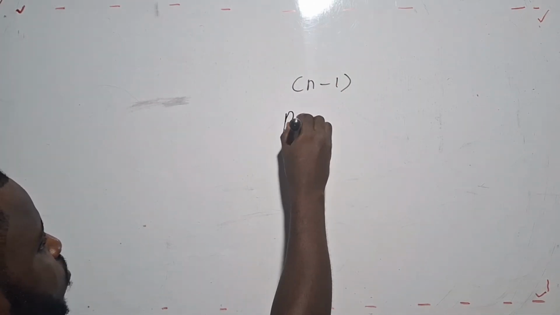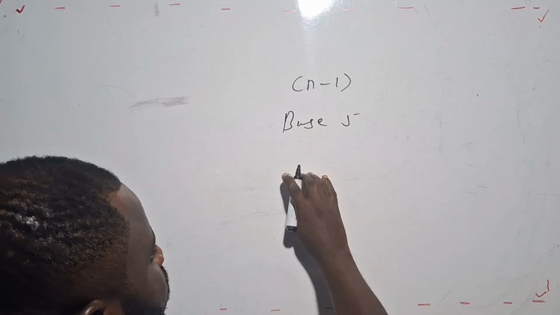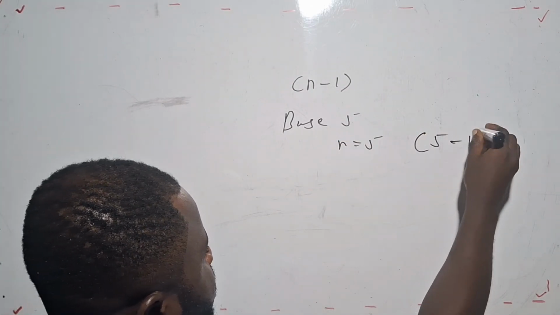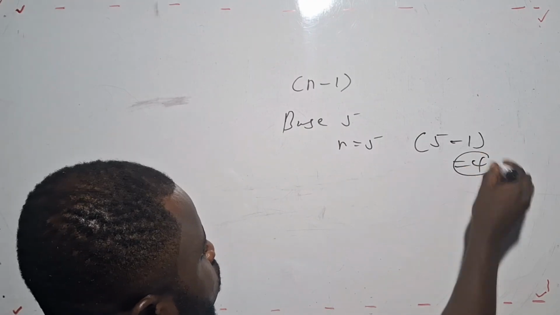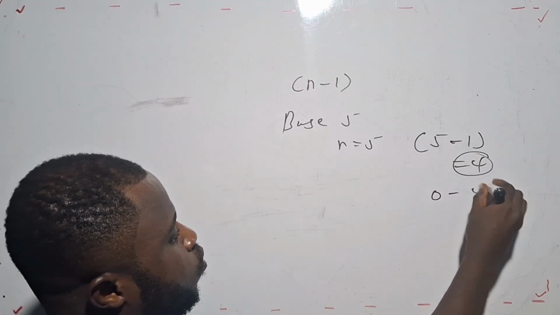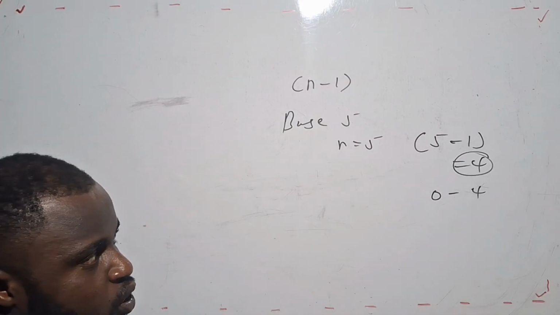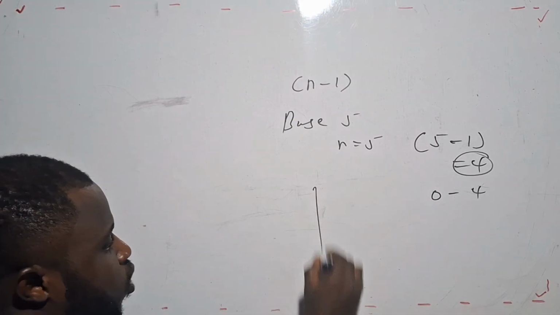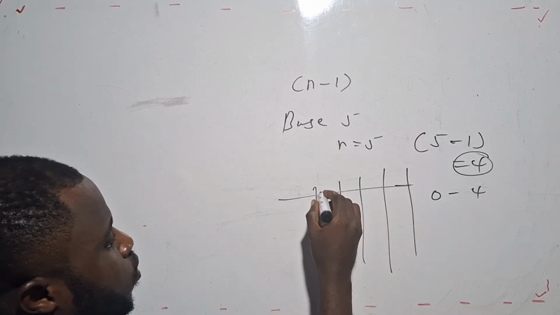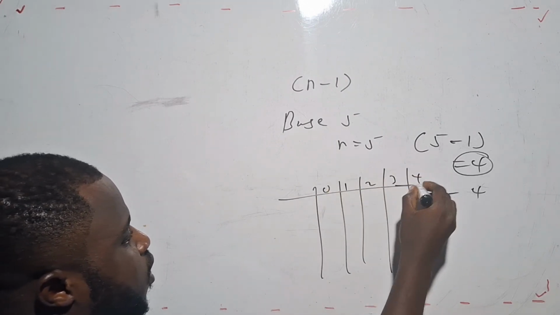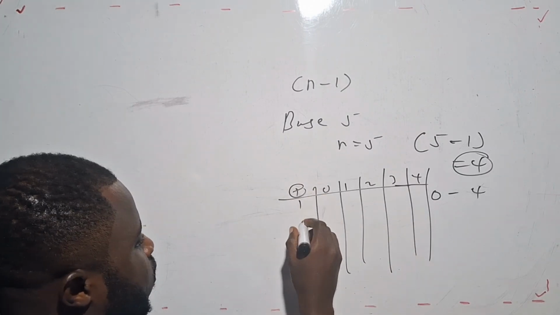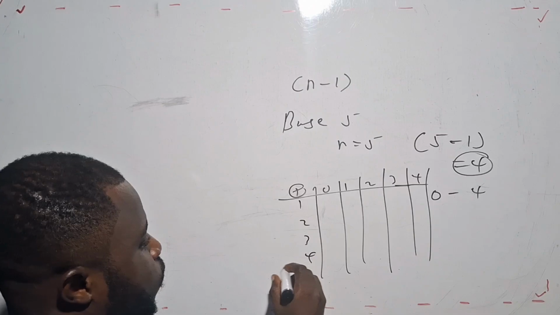So let's say you are using base 5. Base 5 means n is equal to 5. So it's going to be 5 minus 1, which will be equal to what? 4. The 4 means that the values you need to use to construct the table are from 0 to 4. So if it's an addition table, you construct your table with 0, 1, 2, 3, then 4. Then you show your addition sign here, the same way: 1, 2, 3, 4.